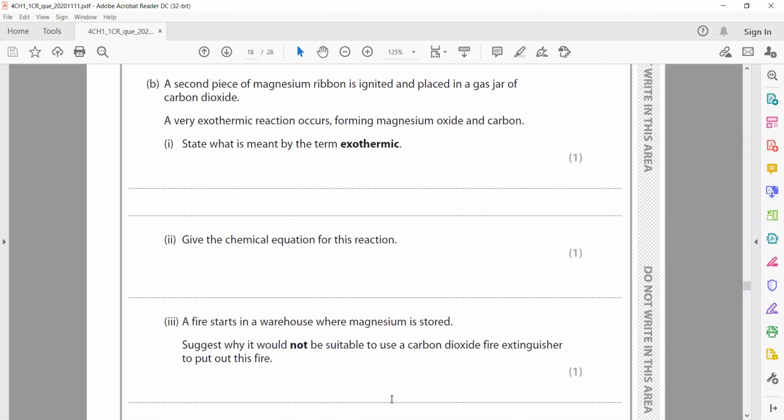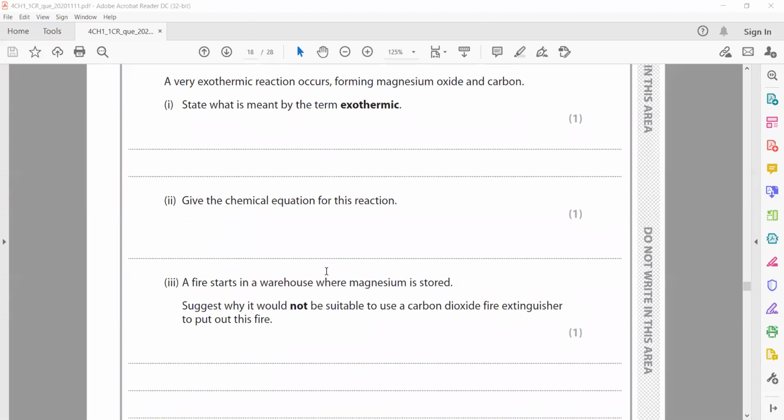Magnesium reacts with carbon dioxide, so it is a displacement reaction. A piece of magnesium is placed in a gas jar of carbon dioxide. Magnesium is more reactive, and a more reactive element always displaces a less reactive one, so it results in the formation of magnesium oxide plus carbon.